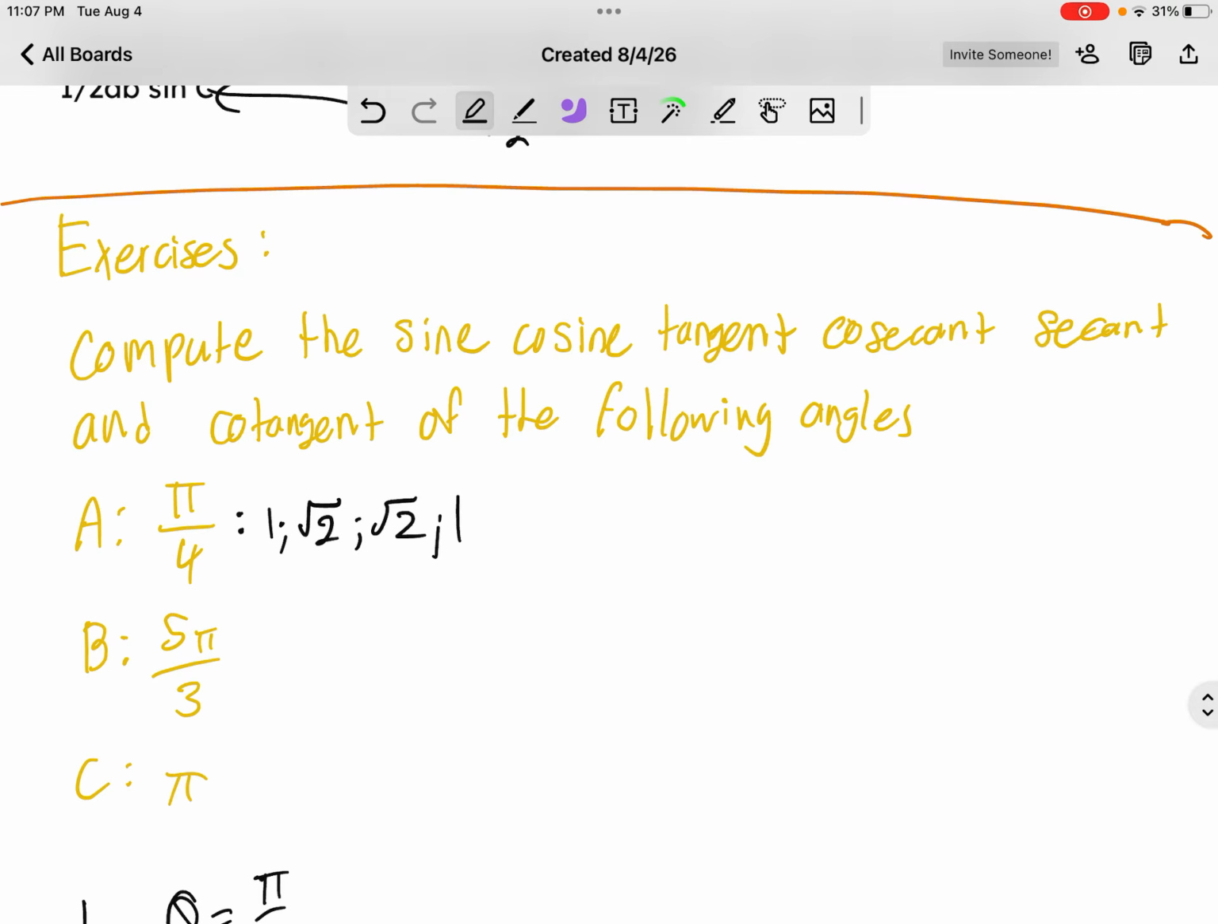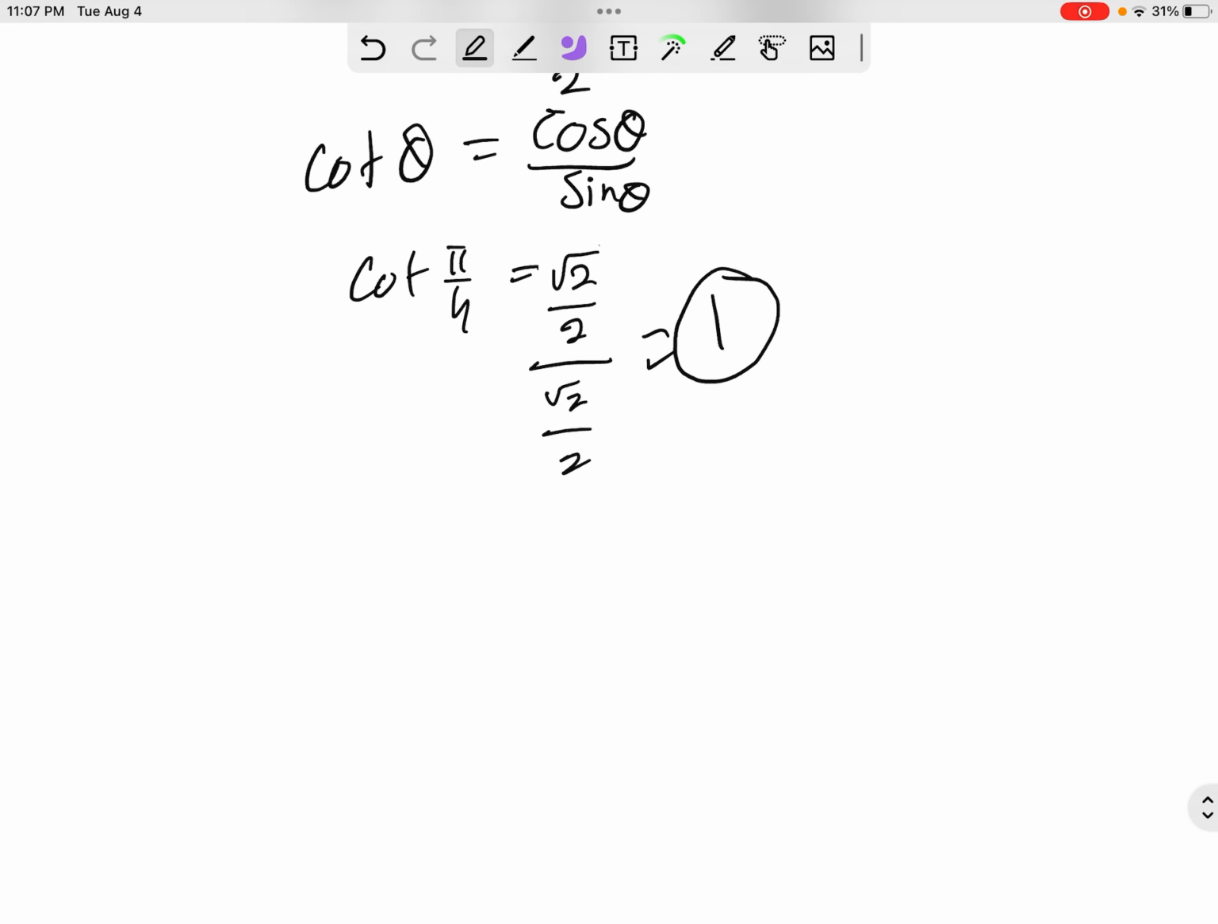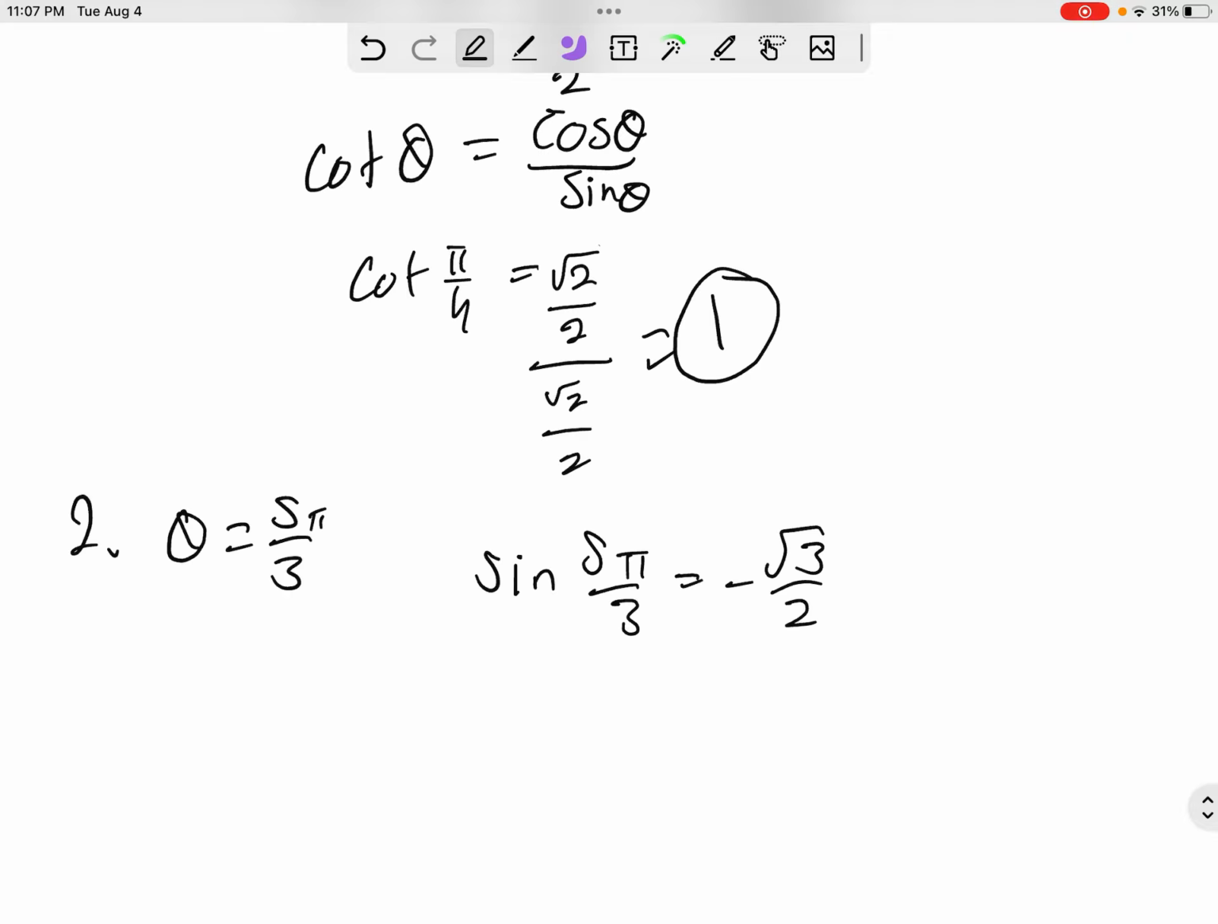Now for 5 pi over 3. So theta will be equal to 5 over 3 pi. Let's get into this. We know the sine of 5 pi over 3 will be equal to negative root 3 over 2. So the cosine of 5 pi over 3 will be equal to 1/2.